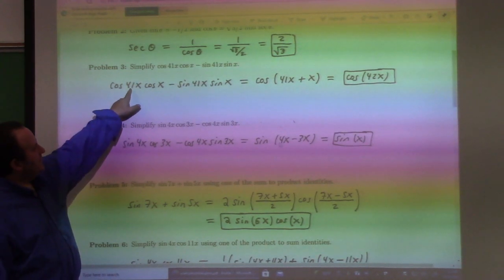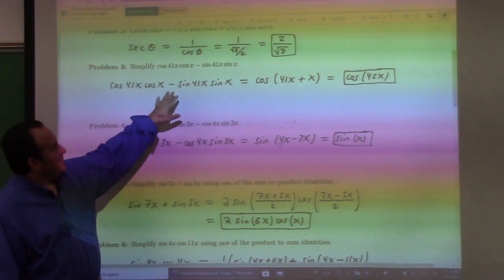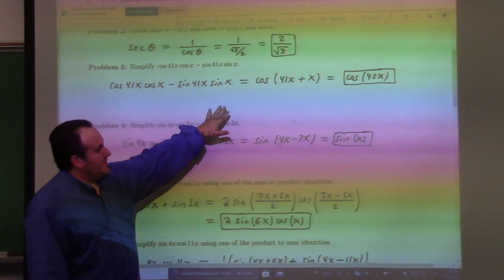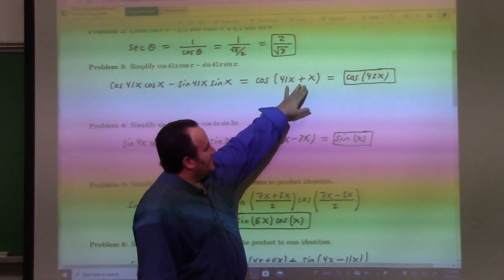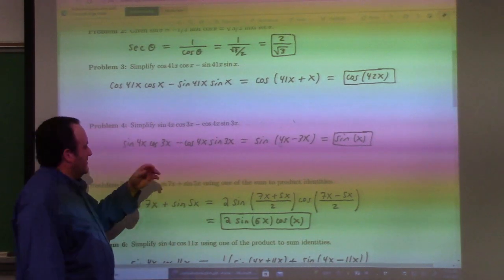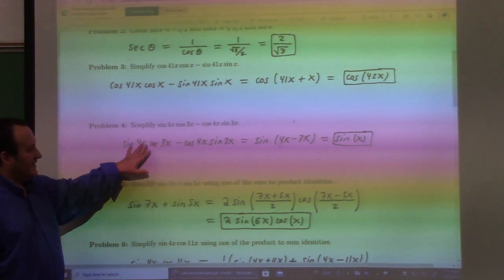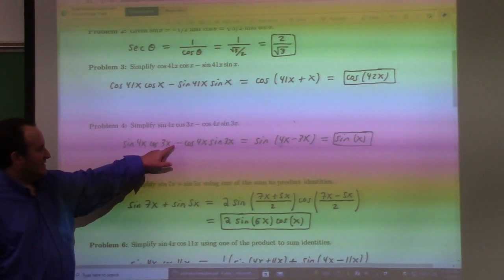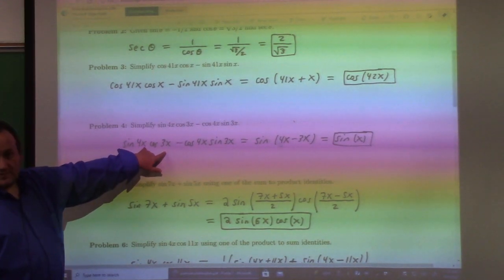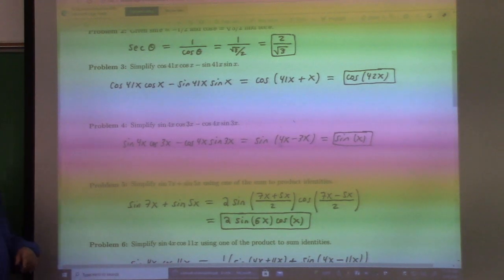So here we've got cosine cosine minus sine sine. So that's a cosine of a sum. So 41x plus x is 42x. Down here I've got sine cosine minus cosine sine. So that's like a sine formula. And because of the minus, it's the difference of 4x and 3x. So that simplifies to sine x. All right.